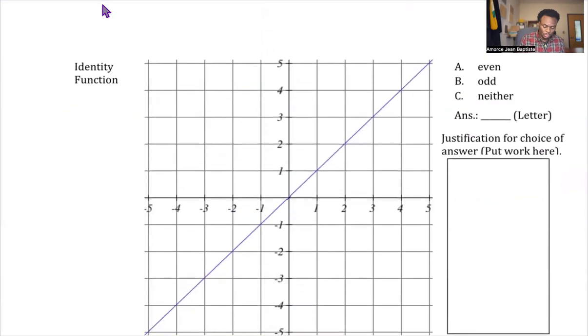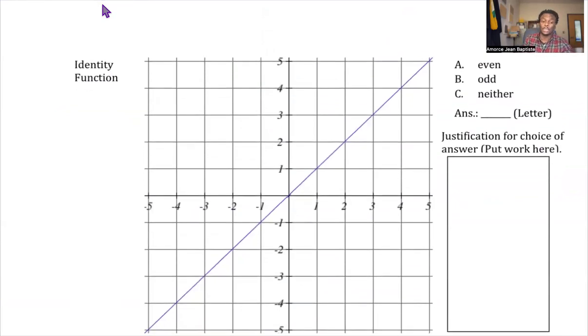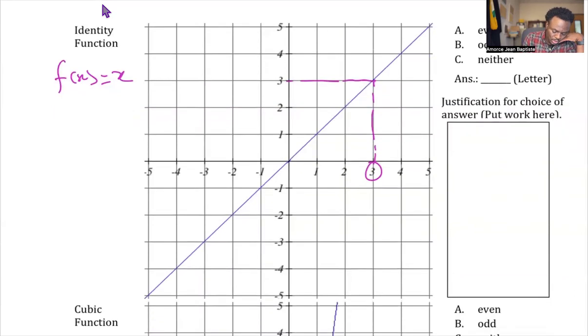Let's check this one. This gives me the sense of something that's going to be odd. Let's see. First, that's the identity function, so that's f of x equals x. Let me take anything, 3. F of 3 is 3. Negative 3 is negative 3, right? So in general, that's what you're going to be finding for any x. F of negative x is negative f of x. So that's an odd function.